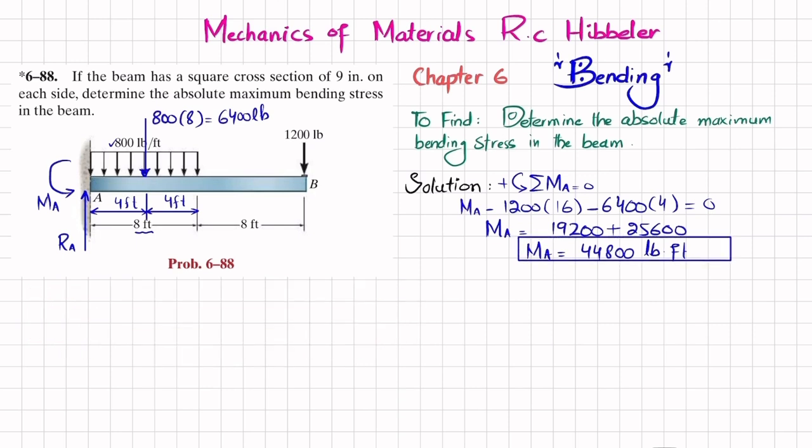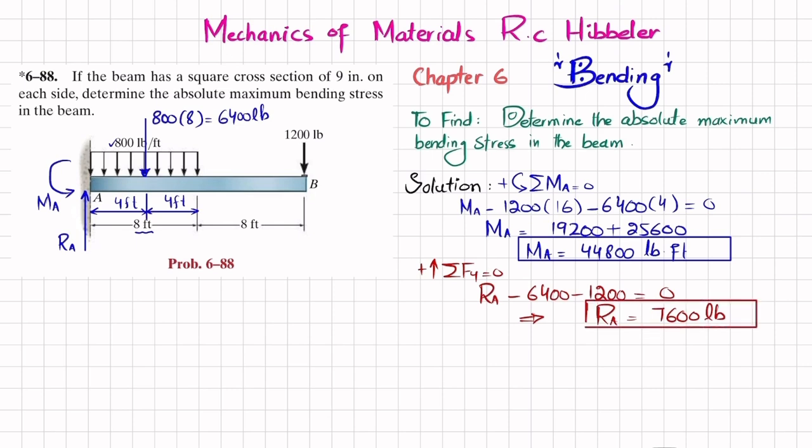Clear? Now we will find this RA by using the equation of equilibrium. The second one is the sum of all forces along the y direction, which must be equal to 0, and upward force is taken as positive. You can see RA is upward, minus this 6400 is downward, minus 1200 is downward, and their sum must be equal to 0. So I will write RA minus 6400 minus 1200 is equal to 0. So from here you will get RA equal to 7,600 pounds.